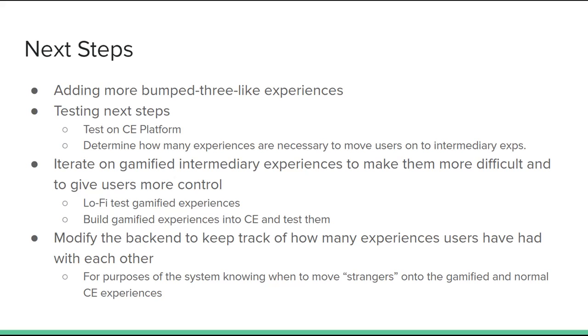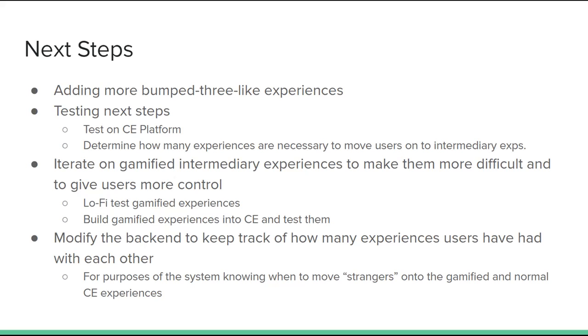We also want to iterate on the gamified intermediary experiences to make them more difficult and to give users more control. After we design these experiences, we can test them using low-fidelity methods, such as paper prototyping or the SMS-based method, and then we can build these gamified experiences into CE and test them in a proper setting.